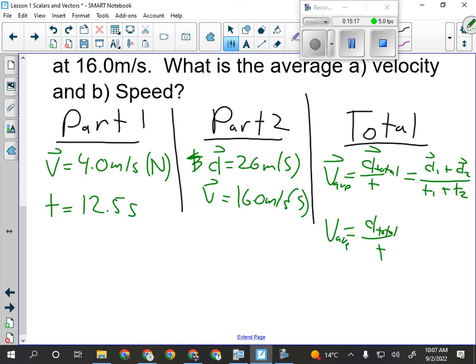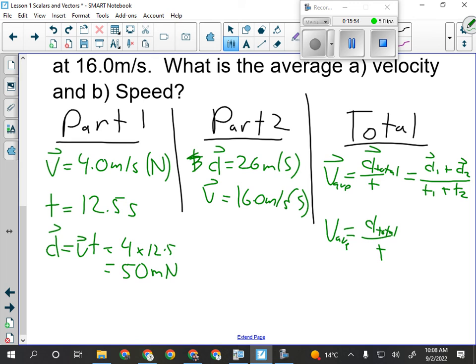You add things together. So I don't have the displacement for part 1, but I do have the velocity and the time. Can I get it? Yeah, I just have to use v equals d over t. I just have to manipulate it so that I'm solving for d. d equals v times t. Okay, I plug in my numbers. That'll be 4 meters per second times 12.5. That should give me 50 meters. I shouldn't do math in my head, but I'm pretty sure that's what it is. Okay, 50 meters north.